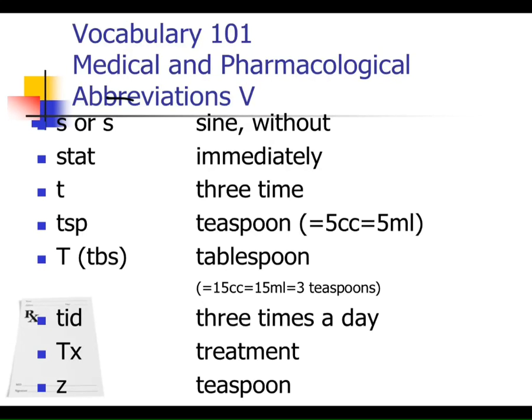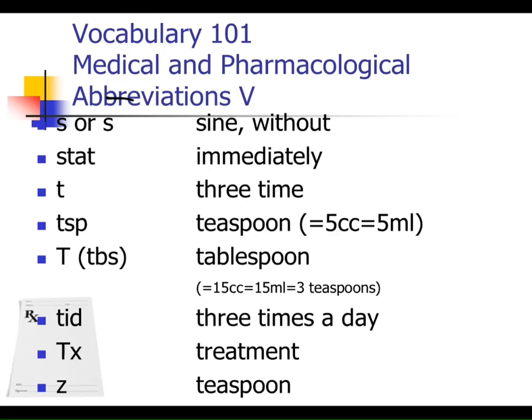Stat, do it immediately. T, 3 times. TSP, teaspoon, and 5 cc's or 5 mLs. Now, you won't see these as much anymore. T and big T, little t is kind of getting out of fashion because of all the errors that can happen.